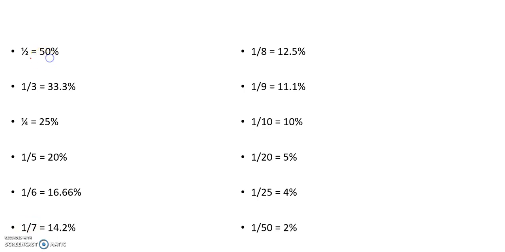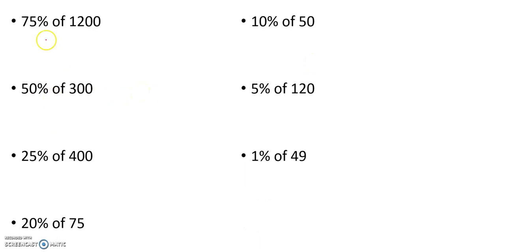50% means 1 by 2. 33⅓% is 1 by 3. 25% is 1 by 4. You can remember these techniques, and using them you can solve the problems very easily. I'll be solving some of the problems using the trick.